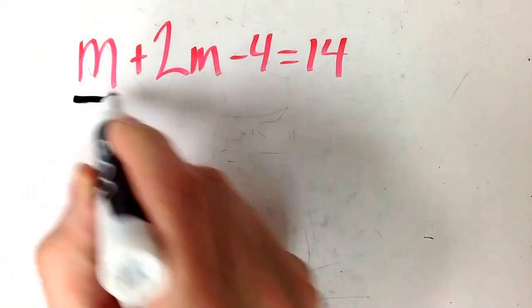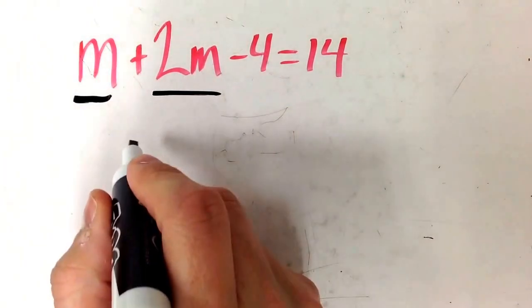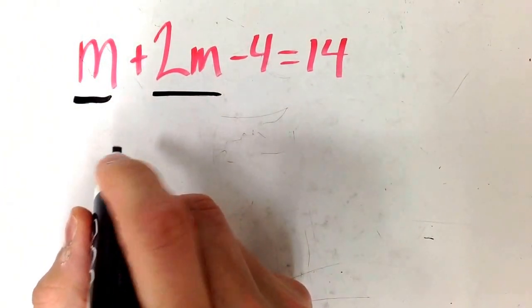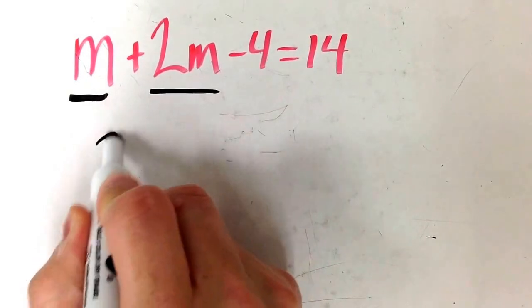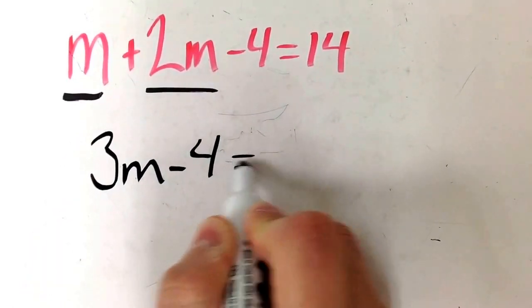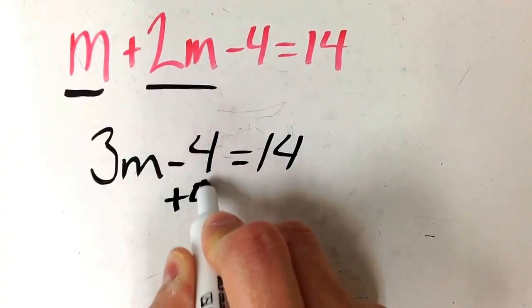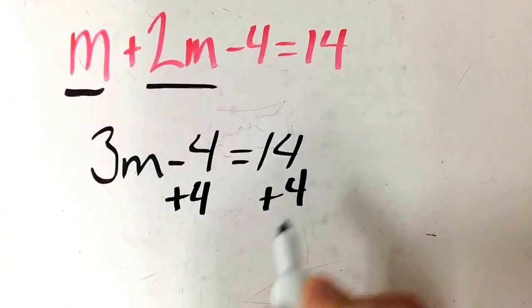So here I see m and 2m can be combined to write m plus 2m, or 1m plus 2m, equals 3m minus 4 equals 14. Now the rest of this equation is just like what we did for 7-1, solving two-step equations. So I'm going to start with my addition and subtraction. The opposite of subtracting 4 would be to add 4 to both sides.